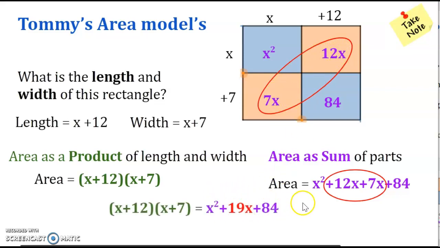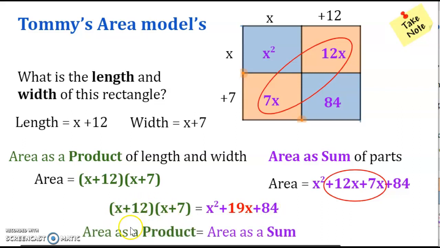So now we're talking about two areas that are exactly the same, so we set the green expression, the area as a product, equal to the area as a sum. The green expression stays the same, but the purple expression becomes 12x plus 7x combined, which is 19x. So it becomes x squared plus 19x plus 84. The left-hand side is the area as a product. The right-hand side, the purple, is the area as a sum. Okay? So you should be taking notes here.